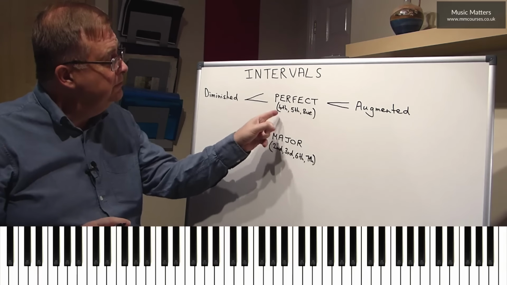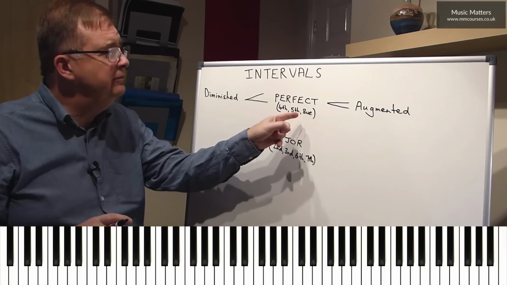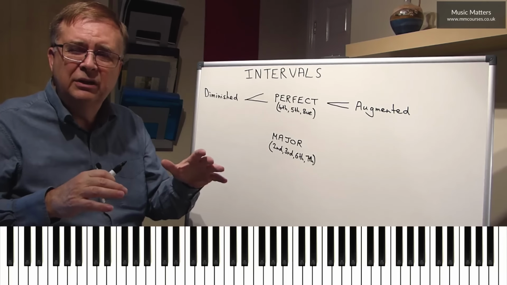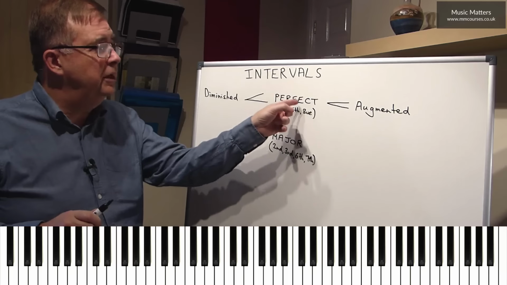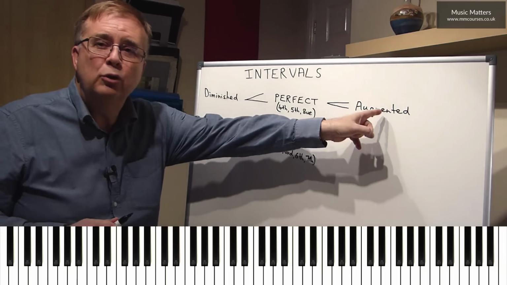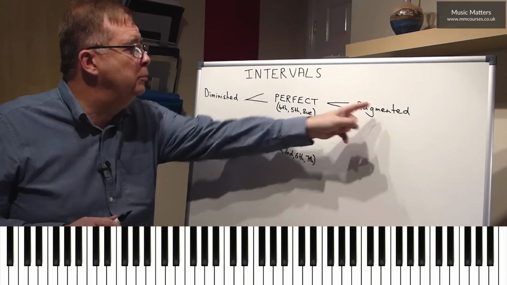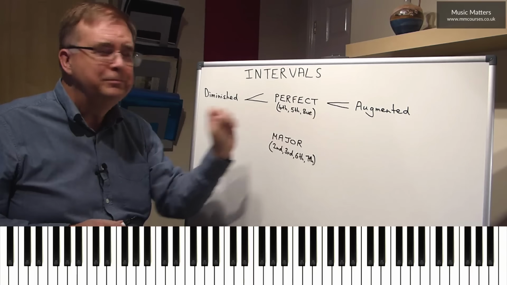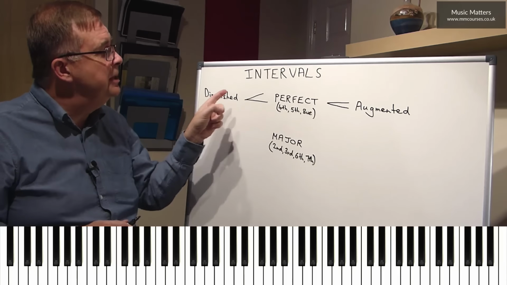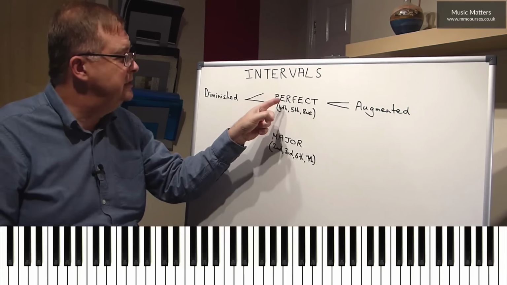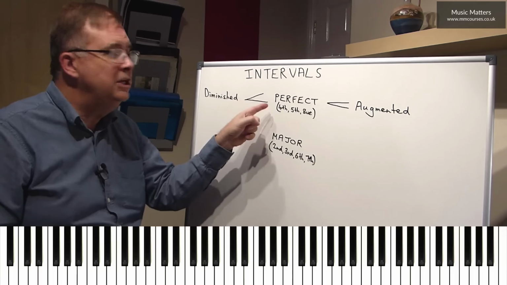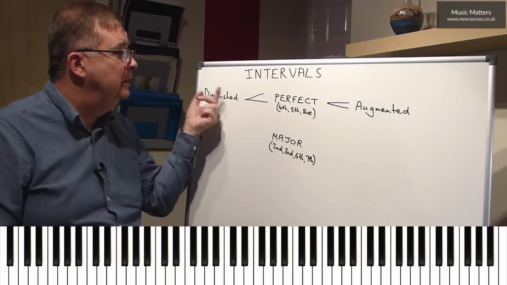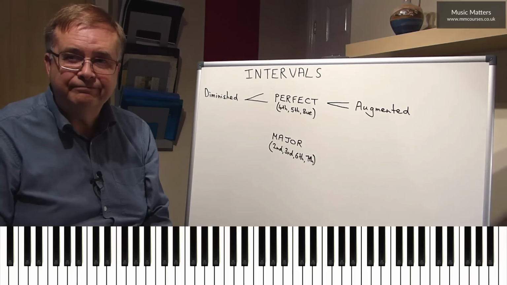So perfect intervals are the fourth, the fifth, and the octave. And if you end up with an interval that's a semitone bigger than a perfect interval, you call it an augmented interval. So it could be an augmented fourth or an augmented fifth or an augmented octave. If you have an interval that's one semitone smaller than a perfect interval, then it could be a diminished fourth, a diminished fifth, or a diminished octave.